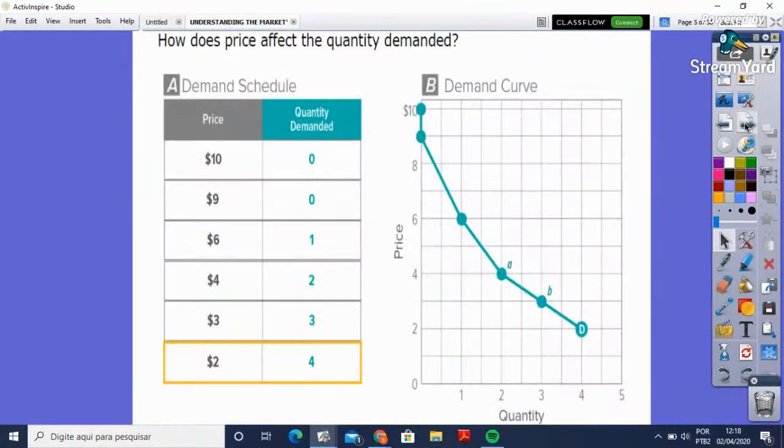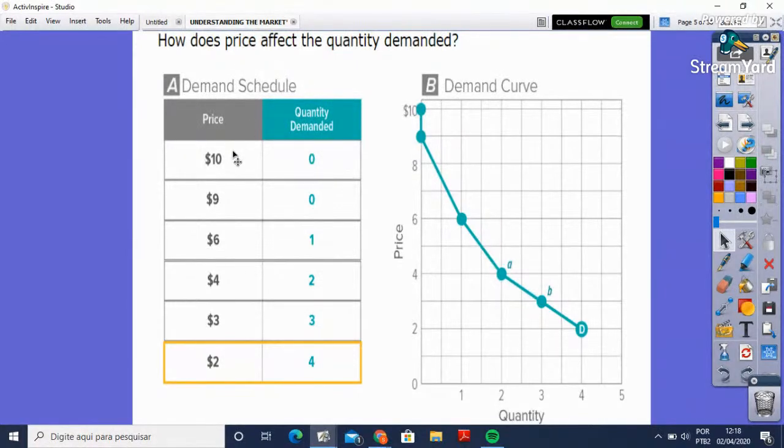Let's talk a little bit about a demand schedule. I have it here for you. You also have this in your ebooks, okay? If you would like to look at it more closely. They gave you the price of an imaginary product. Let's say it's a hamburger, okay? And the quantity demanded, okay? This is my demand schedule.